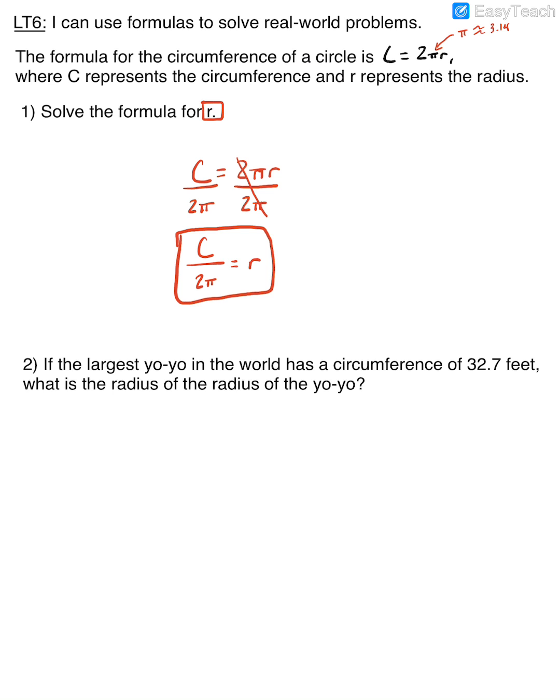So then now in step 2, now it's saying if the largest yo-yo in the world has a circumference of 32.7 feet, what is the radius of the yo-yo? Oh, sorry for the repeat there.